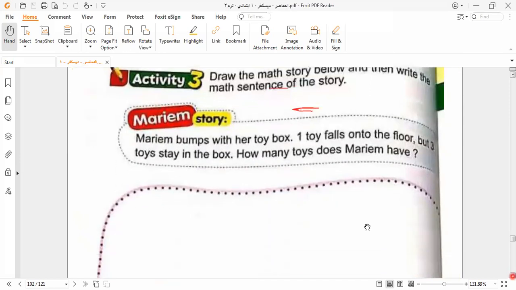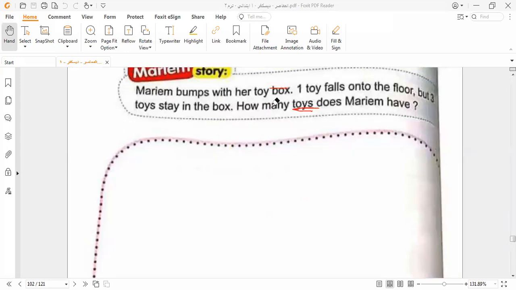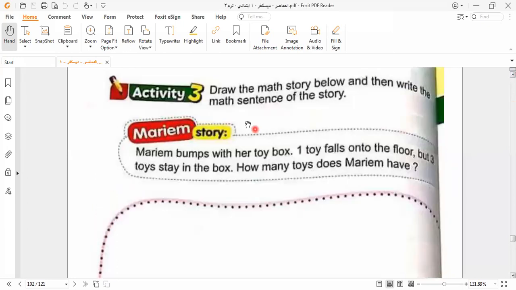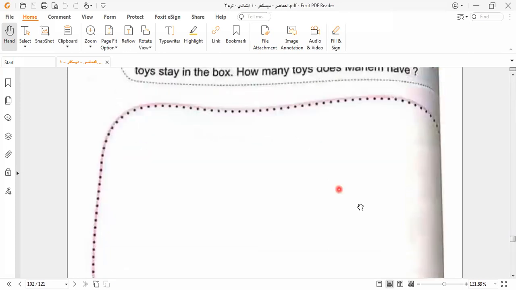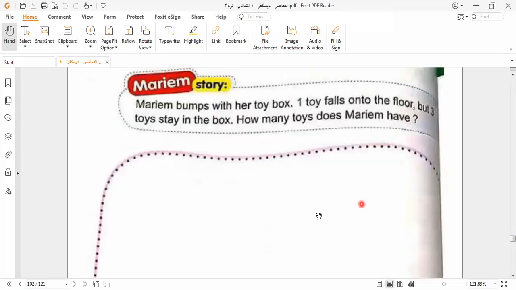Here is also a story problem. I will explain it, and I will leave it to you to do as homework. Draw the math story below and write the sentence of the story. You will draw the problem and answer the story.